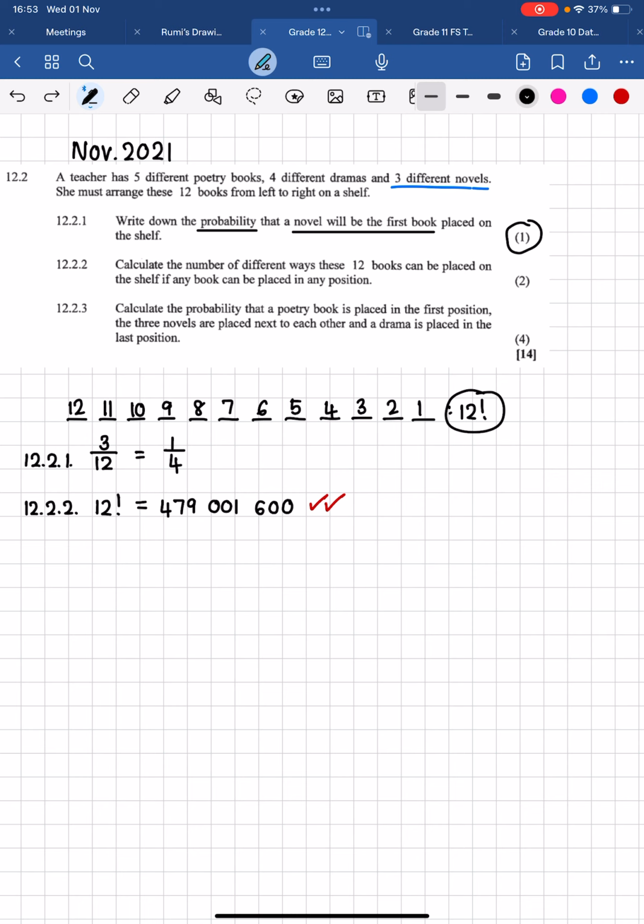So I just typed 12 factorial into the calculator to get this answer.